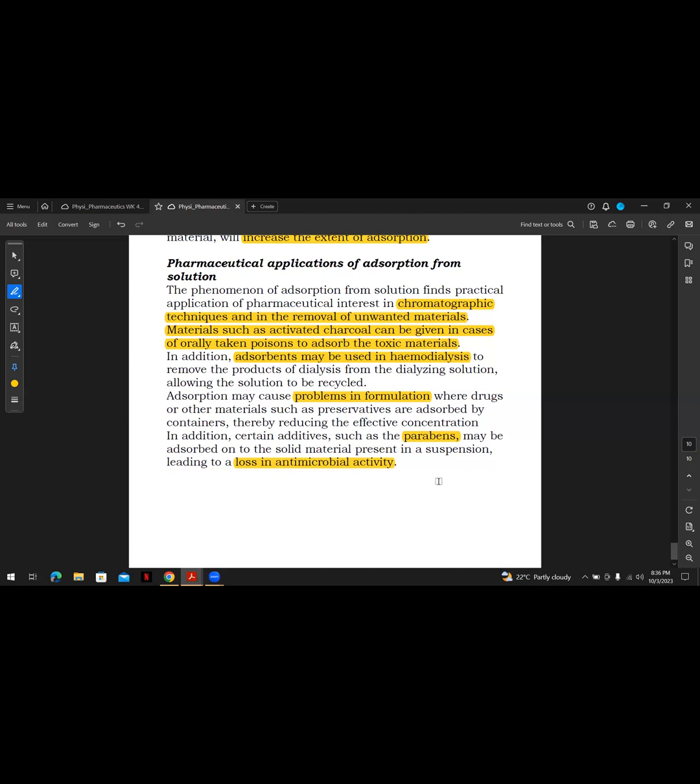So it has both a positive side and a negative side. The positive is it can remove toxins, and it can also be used to remove the products of dialysis, so you can reuse the solution. But it can also bring a problem where preservatives and drug materials can be adsorbed from containers, reducing the effectiveness. And it can also adsorb parabens, which can lead to the loss of antimicrobial activity.